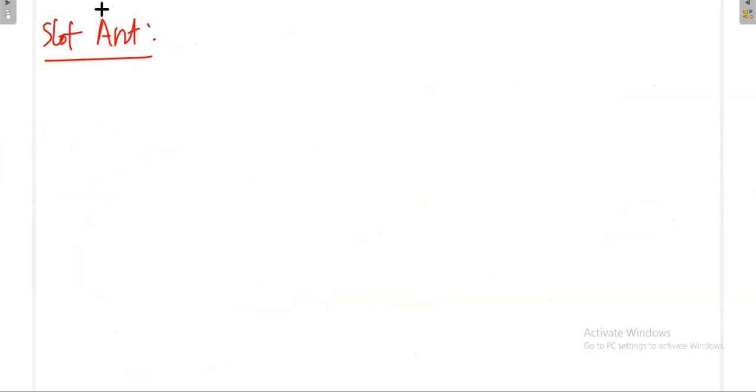Okay, so slot antenna is something similar to dipole antenna, lambda by 2 dipole antenna. A lambda by 2 dipole antenna is simply like a conductor. Say for example, if your antenna shape is something like this, like a conductor, that is simply a lambda by 2 dipole antenna. If the length is lambda by 2, then it will act as a lambda by 2 dipole.